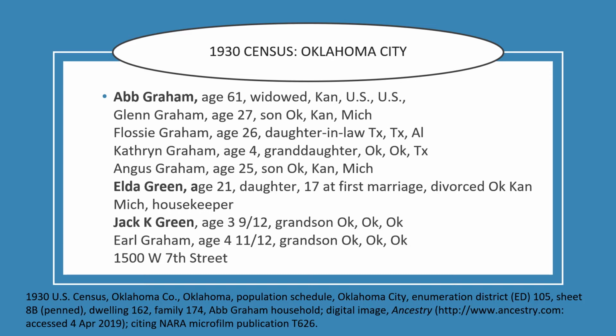And if you think about it, 1930 was the Depression years. And so these people were probably living together and all working so that they could pay the rent and would be able to get by. So the important information to take from the census is that Elda is going by the surname of Green, as is Jack. And remember, that was the name that was on the picture that Jack discovered later.